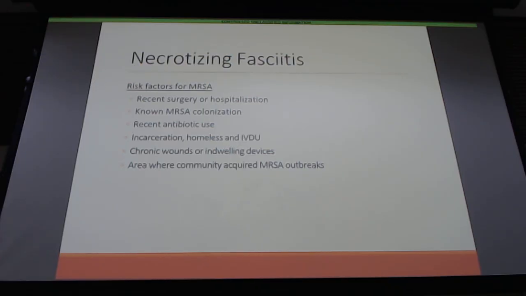Okay? If it's yes to any of these, then you could probably think it's MRSA. If it's no, maybe it's methicillin-sensitive Staph aureus. Okay? These are not definitive, but it'll give you a point of reference to think about, okay, maybe it is versus it isn't.